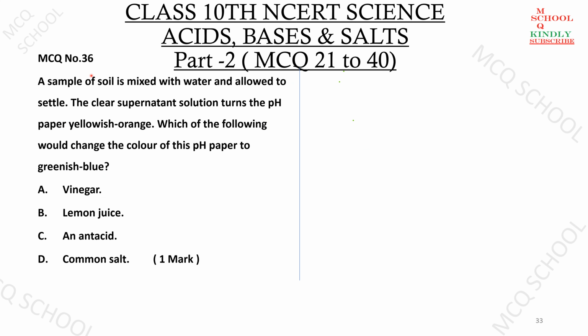MCQ number 36. A sample of soil is mixed with water and allowed to settle. The clear supernatant solution turns the pH paper yellowish orange. Which of the following would change the color of this pH paper to greenish blue? Options are A, vinegar, B, lemon juice, C, an antacid, D, common salt. What's the good option as per you?